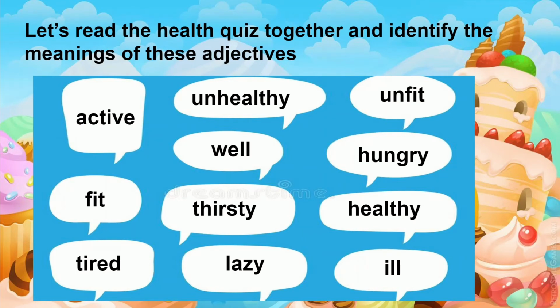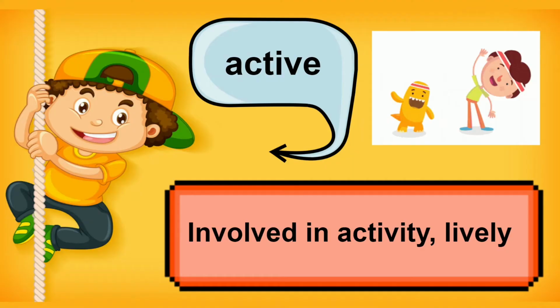Let's read the health quiz together and identify the meanings of these adjectives. We have gone through the health quiz just now and we have 11 adjectives altogether: active, unhealthy, unfit, well, hungry, fit, thirsty, healthy, tired, lazy, and ill. Do you know all of the meanings of these adjectives? Let's go through one by one.